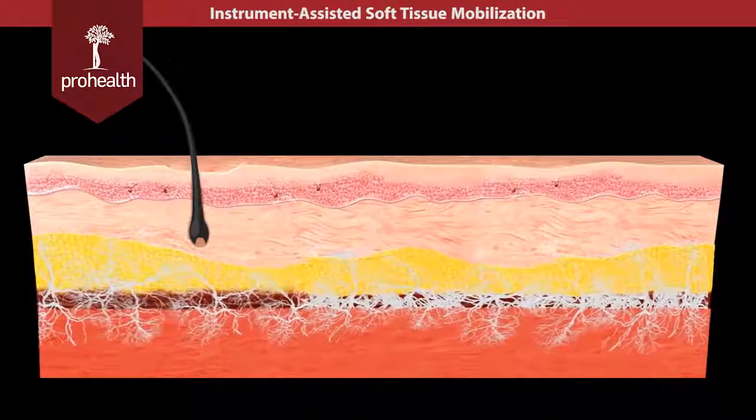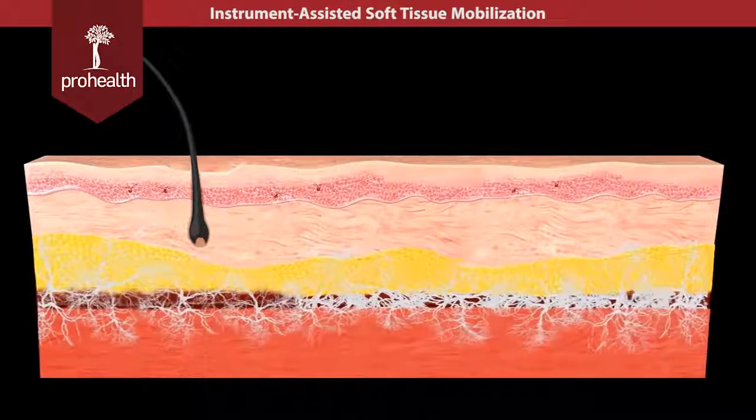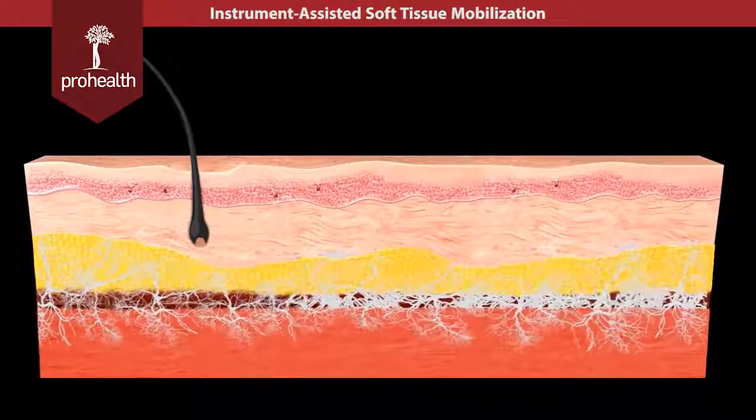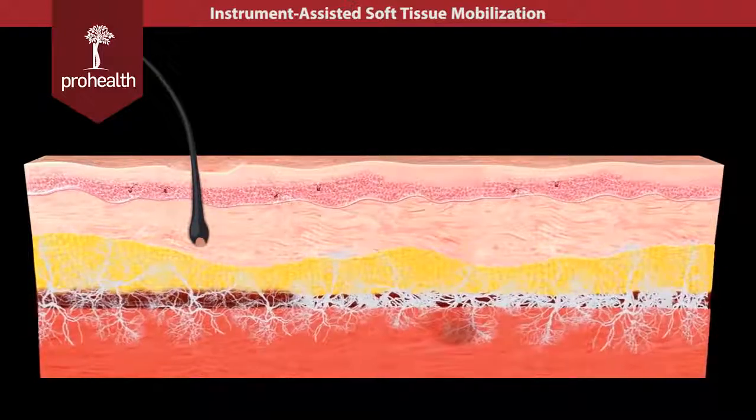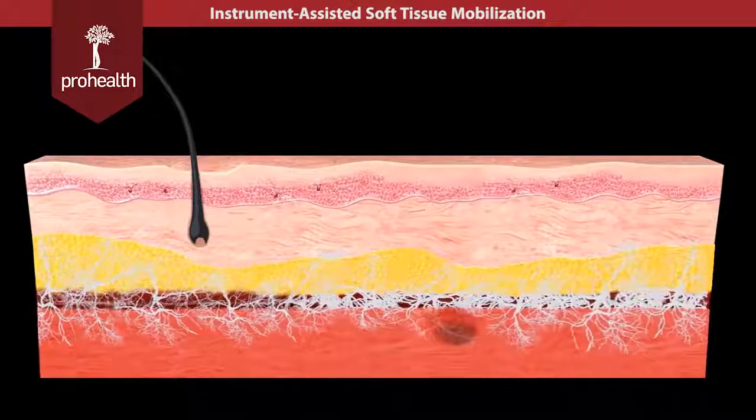However, following an injury, fibroblasts lay down more collagen and increase the fascial density, creating adhesions. Some people refer to this as scar tissue, which limits the function and range of motion of the muscles, joints, and other tissues in the region.